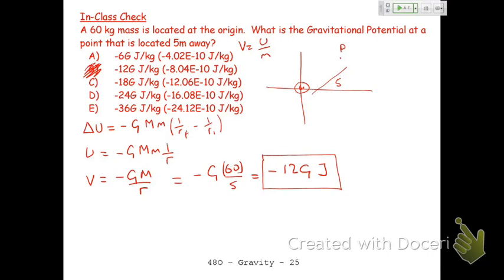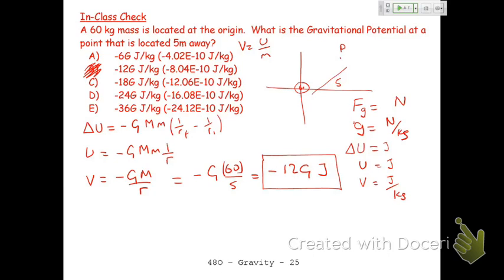For gravitational force, we had newtons. For gravitational field, we have newtons per kilogram. For difference in potential energy, we have joules. For potential energy, we have joules. For gravitational potential, we have joules per kilogram. So those will guide you. Those will give you a good hint of what to do.